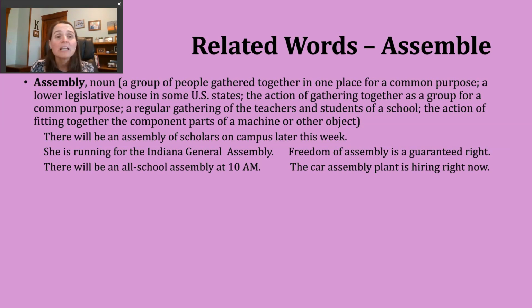So the noun assembly could refer to a group of people who have gathered together in a particular place for some common purpose. An example of this: there will be an assembly of scholars on campus later this week. So maybe they're gathering together to discover the newest or latest and greatest research in a particular area.